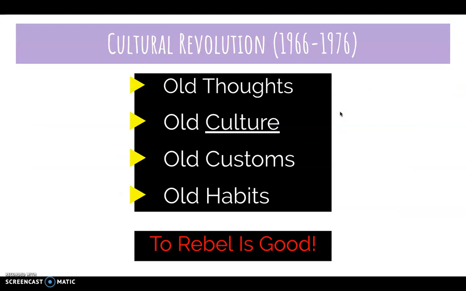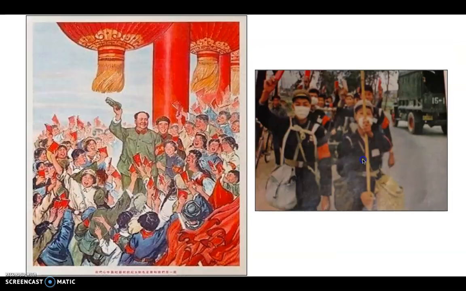So this is what the Cultural Revolution was rebelling against. So all of these old ways of doing things, old thoughts, old culture, old customs, old habits, right? Mao kept repeating to these young people that to rebel is good, to make these changes is good for the country.